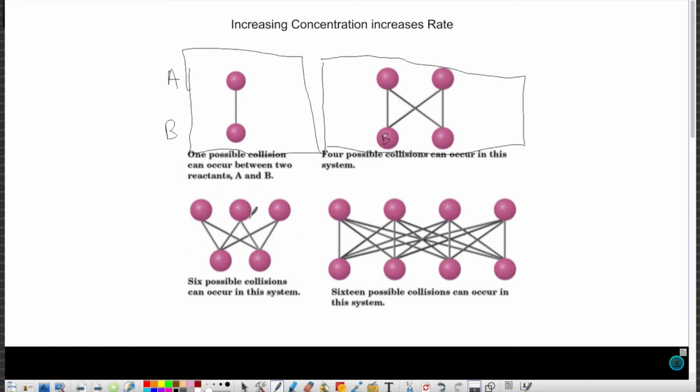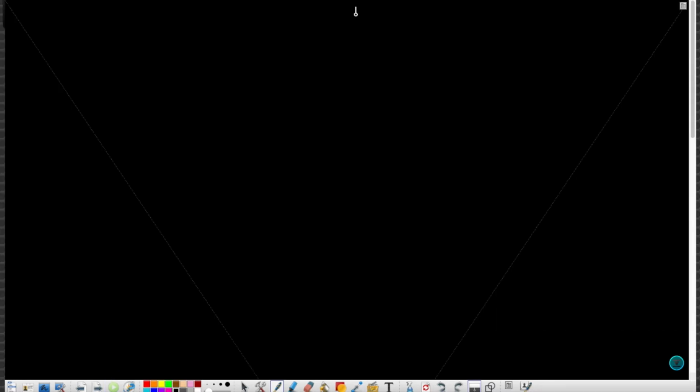Now we can do something weird, and we can increase the number of possibilities to 6 collisions. And you see that increasing the number of particles in a given area will increase the number of possible collisions that can happen, and that should increase the rate. All right, so this is another way of saying concentration, right? Okay, so that's concentration. What about catalysts?